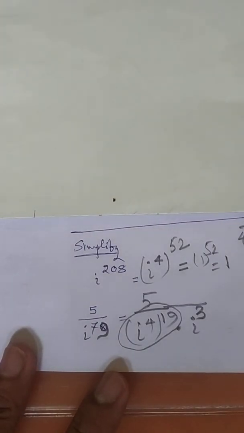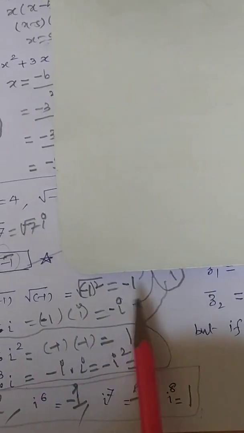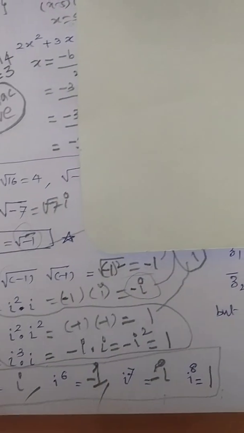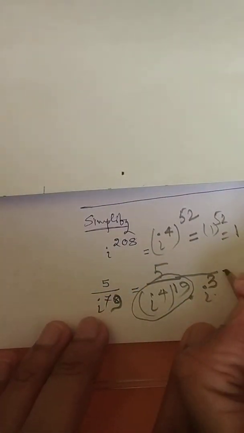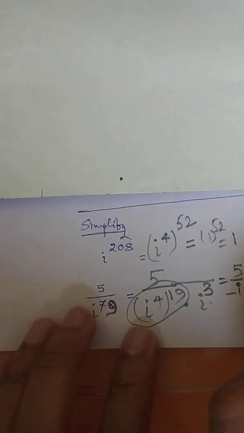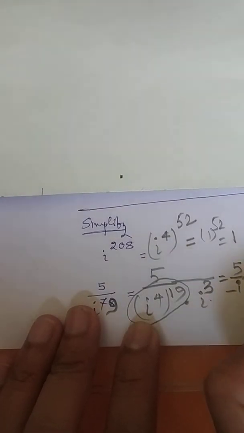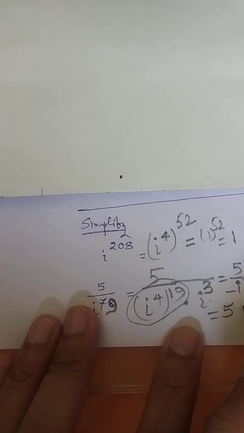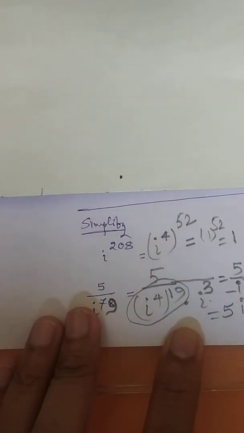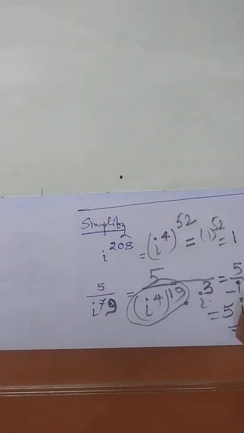Now the i cube answer is known to you. What is the value of i cube? i cube is nothing but minus i. So I am writing this as minus i. So what you are getting is 5 divided by minus i. But make a habit, don't keep the denominator as i. So I can multiply the numerator also by i, the denominator also by i, so as to get the answer. So I am getting 5i divided by minus i square. i square is minus 1 and minus i square is nothing but 1. So this is the way of evaluating the complex number.